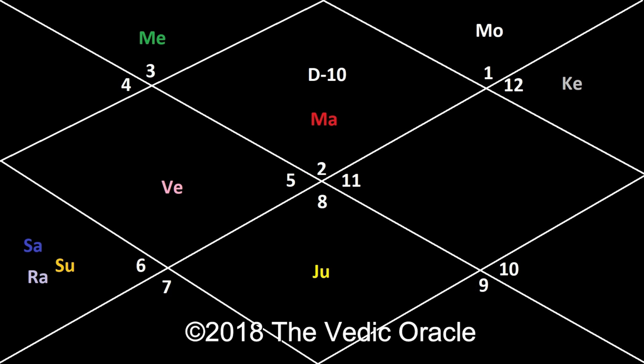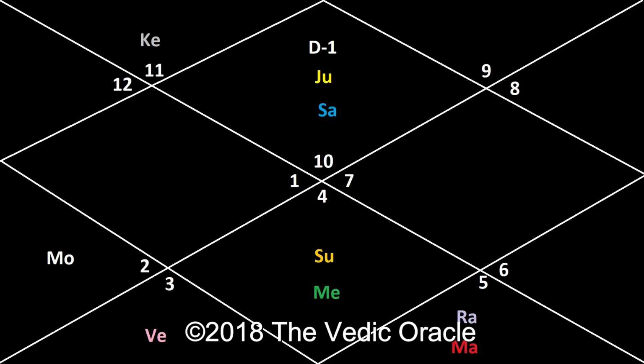Also in the D-10 chart, Venus is the ruler of the 5th house and the 10th house, which is absolutely very auspicious. The ruler of the 5th house and the 10th house of the D-10 chart is now placed in the 4th house. Absolutely brilliant placement for a great political career. In the D-10 chart, the 1st house lord is in the 4th house. Therefore, it is very important to see the status of the 4th house lord.